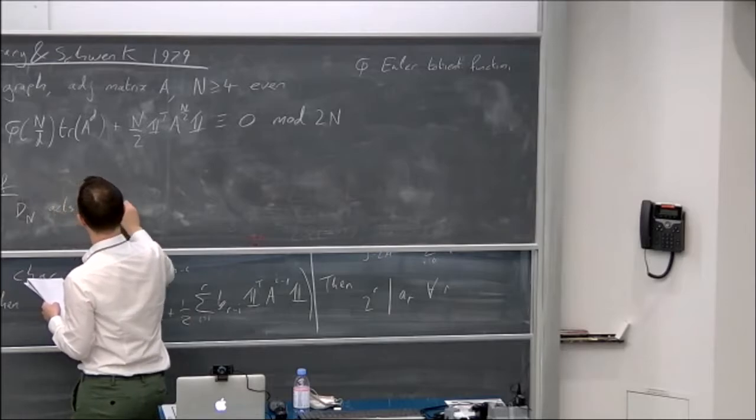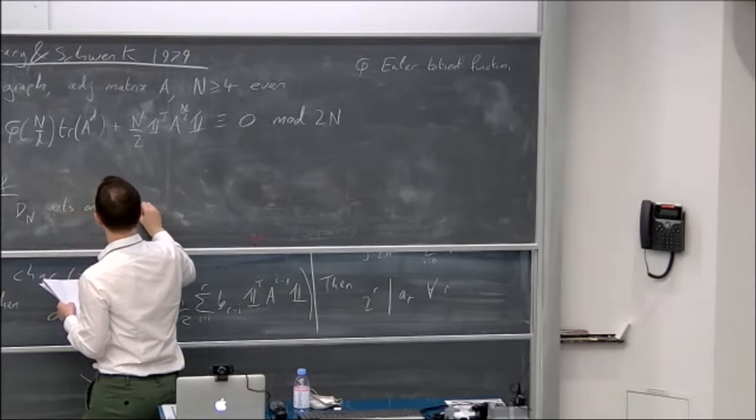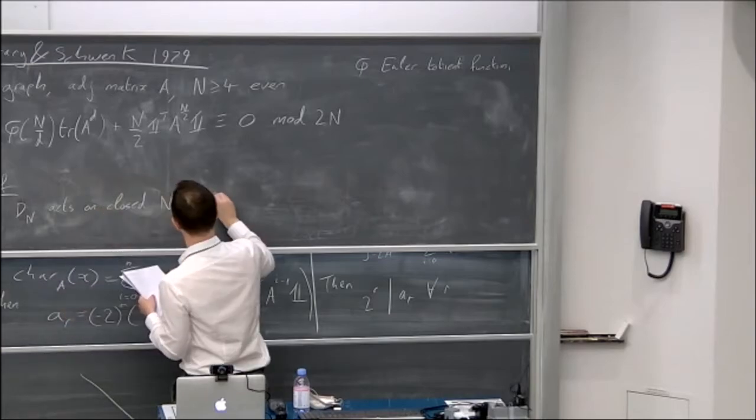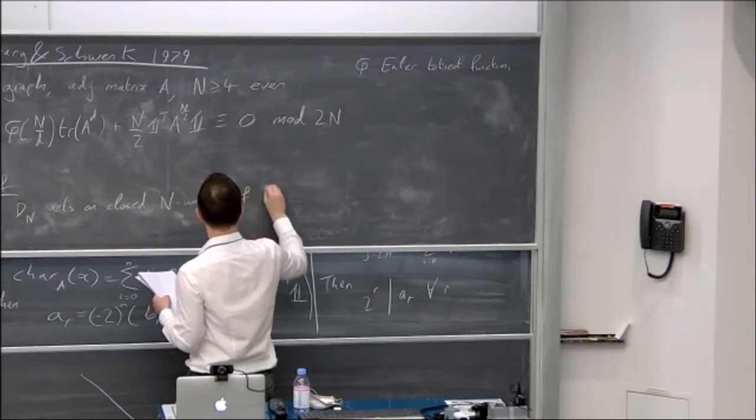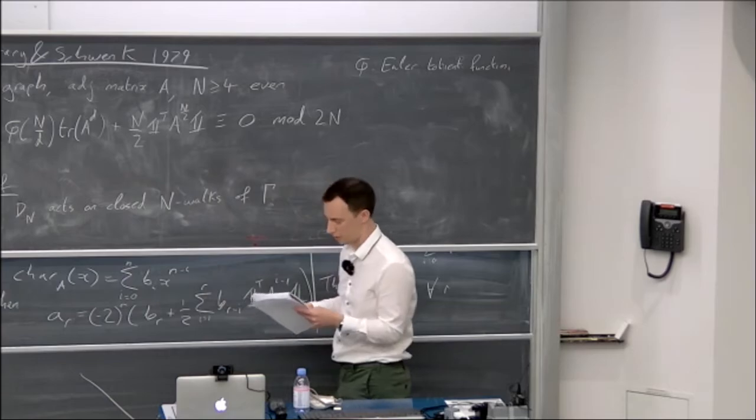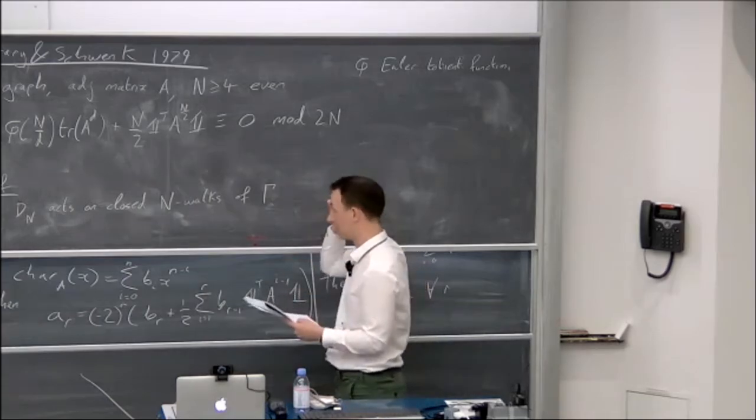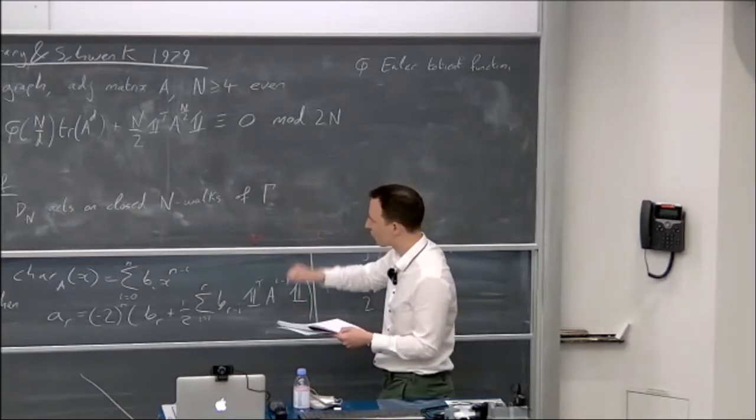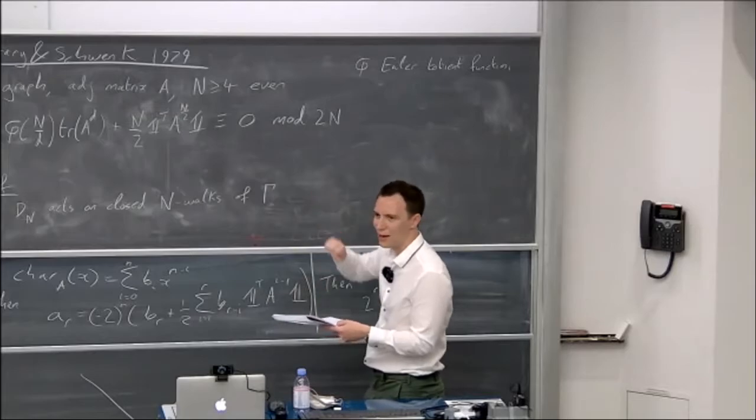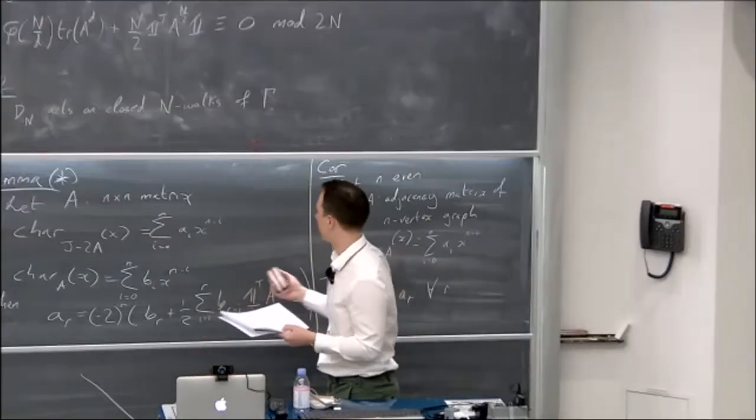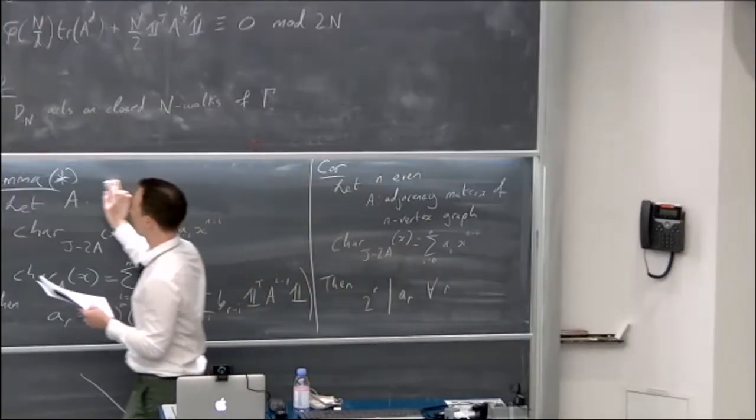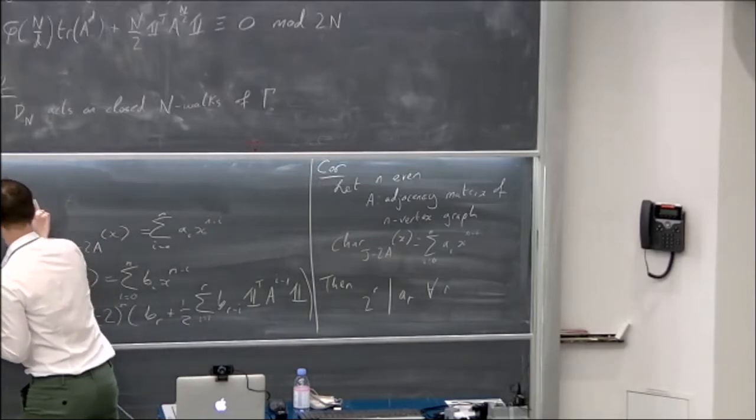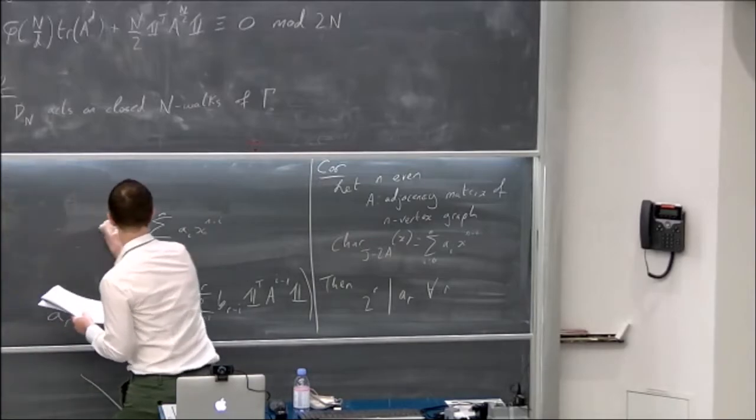on closed n walks of gamma. So maybe not so difficult to believe that, since you can just draw a closed n walk as a polygon. And then you can apply Burnside's lemma, or the lemma not due to Burnside, or Frobenius, Cauchy-Frobenius, or whatever you like to call it.